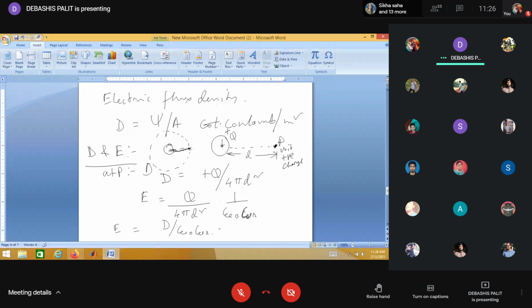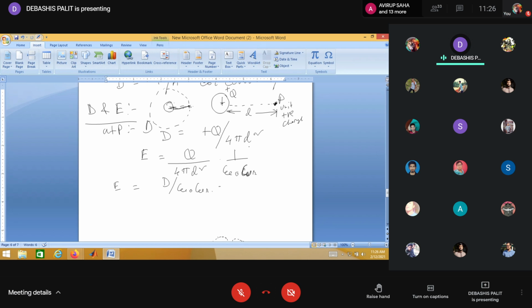Then the charge per unit surface area is Q by 4 pi d square. In a similar way, as per the definition of electric field intensity, if you consider a unit positive charge at a point P, the force experienced on the unit positive charge due to a charged particle plus Q is Q by 4 pi d square into 1 by epsilon 0 epsilon r, as per Coulomb's law. So E is equal to D by epsilon 0 epsilon r. So electric field intensity and electric flux density have a relation.